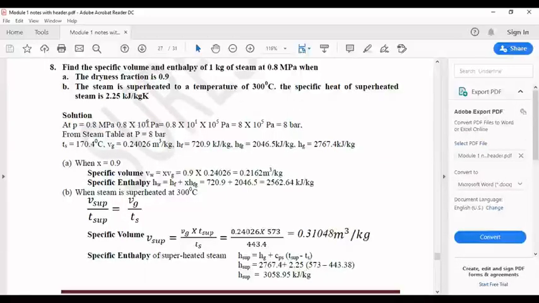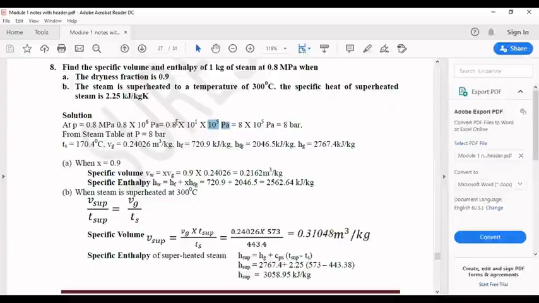Simply I followed some steps. If you don't know how to convert this, I just explained here. 0.8 I kept as it is, into mega, which is nothing but 10 power 6 pascal. So 0.8 into 10 power 6, I converted like this: 10 power 1 into 10 power 5. This 10 power 5 is bar. Right, now 1 bar is equal to 10 power 5 pascal. So 10 power 5 pascal I mentioned as bar.